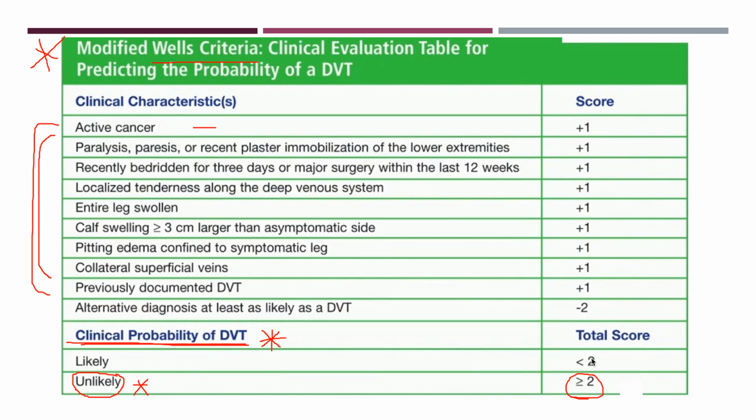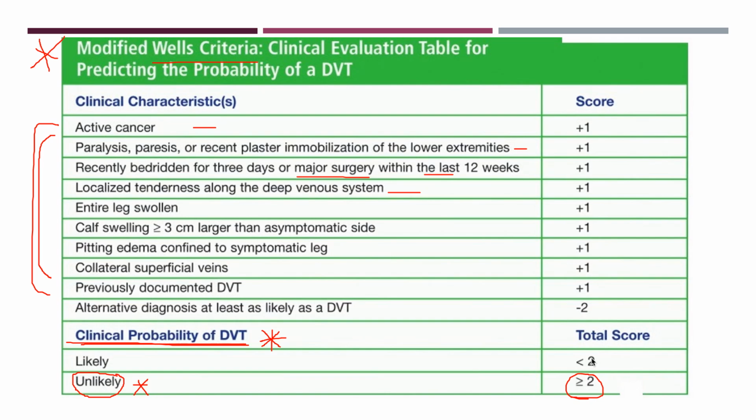Is there active cancer? We saw that that was a risk factor. Do they have paralysis, paresis, recent plaster immobilization of the lower extremities? Were they bedridden for 3 days, or was there a major surgery within the last 12 weeks? So some of those we answered yes to. Is there localized tenderness along the deep venous system? We answered yes to this one.